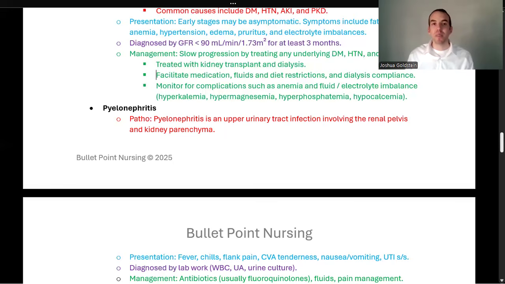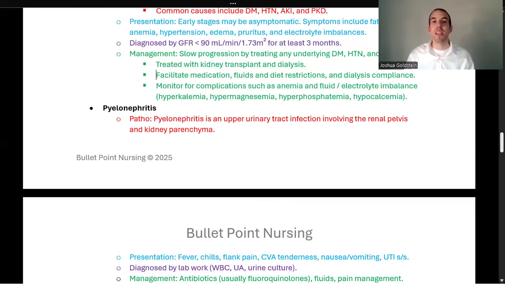Next, let's move on to pyelonephritis. Pyelonephritis is an upper urinary tract infection. So a UTI, which is commonly taught as part of nephrology, even though that's really urology and we're going to have it separately, is very common, very well known. It causes dysuria and frequency, things like that.